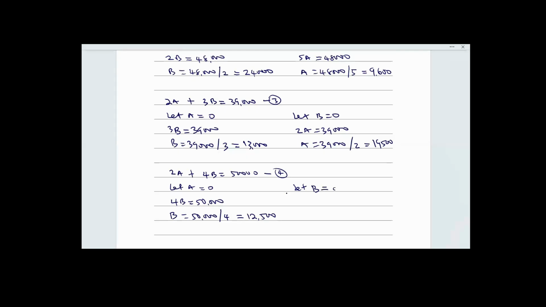equal to 0. Therefore, 2a will be equal to 50,000. So a will be equal to 50,000 divided by 2, which is 25,000. So I'm done with step 2 now.